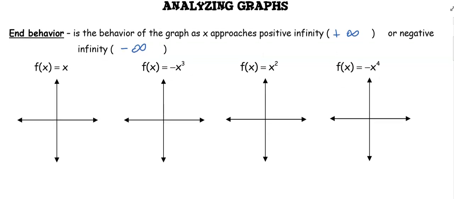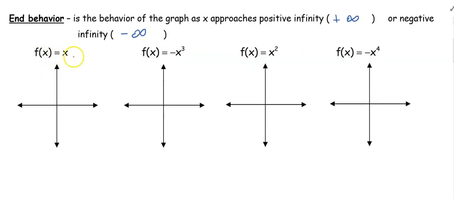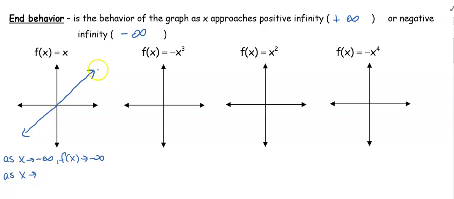So some equations that we're familiar with is f of x equals x. We know that that is a linear equation. So if I'm looking at the end behavior here, as x approaches negative infinity, which means to the left, my arrow's going down. So I have f of x approaching negative infinity. As x goes to the right, or to positive infinity, my f of x is going up, which is positive infinity.